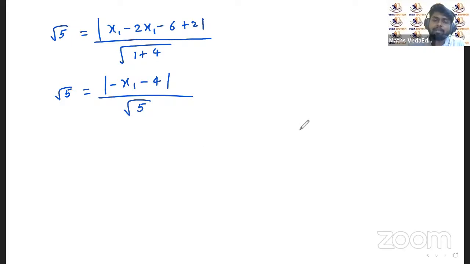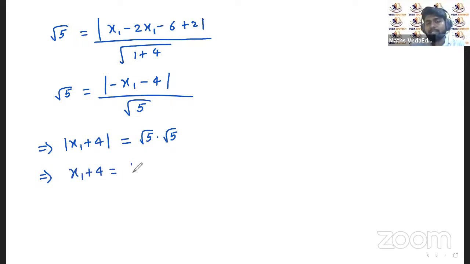Now we can do the cross multiplication here. We'll get modulus of minus x1 minus 4. We can take the minus sign common, and since it's in a modulus, it will become positive. So we can write it as modulus of x1 plus 4 into root 5 into root 5. So finally, we are getting modulus of x1 plus 4 equal to 5. So we can remove the modulus. We'll get x1 plus 4 equal to plus minus 5, since root 5 into root 5 gives 5.